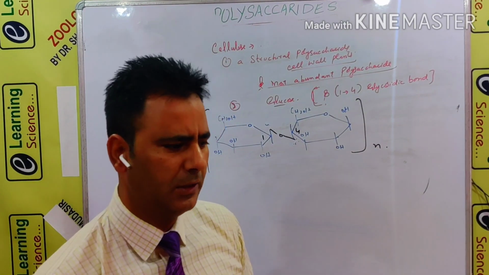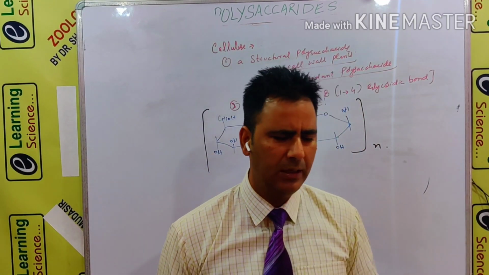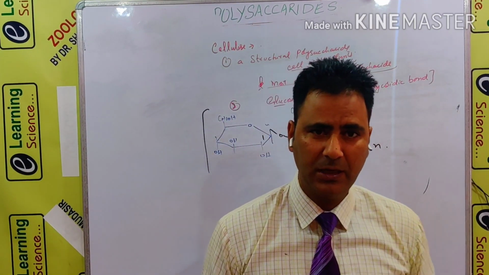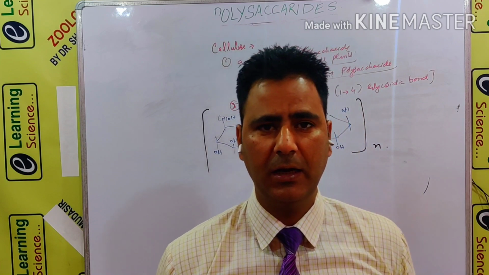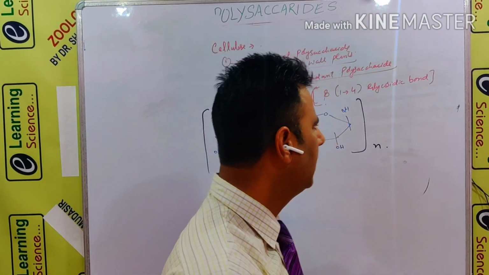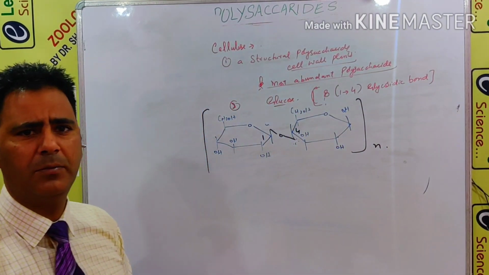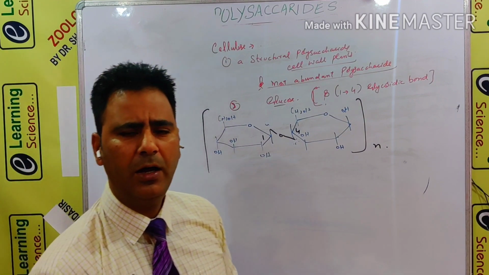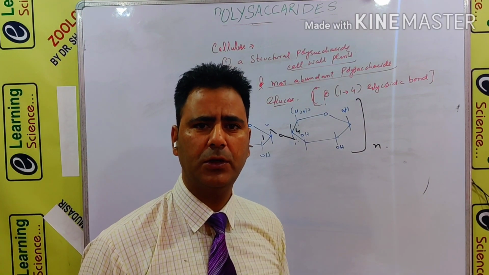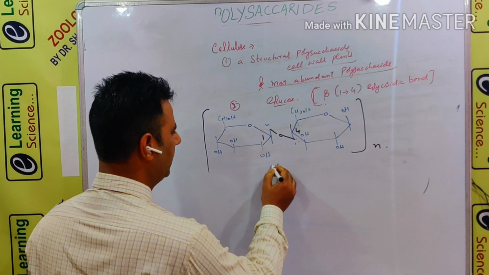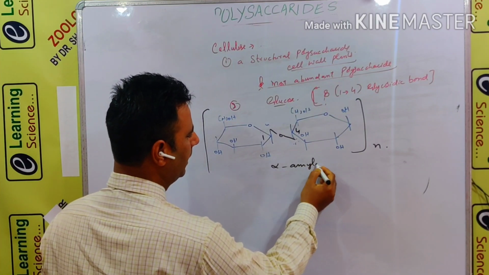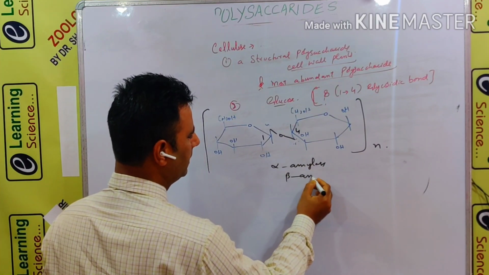So cellulose, by way of the presence of beta 1,4 glycosidic linkage, there is no enzyme in the human body which can digest cellulose. So it cannot be digested by alpha amylase. It cannot be digested by beta amylase. One more thing.